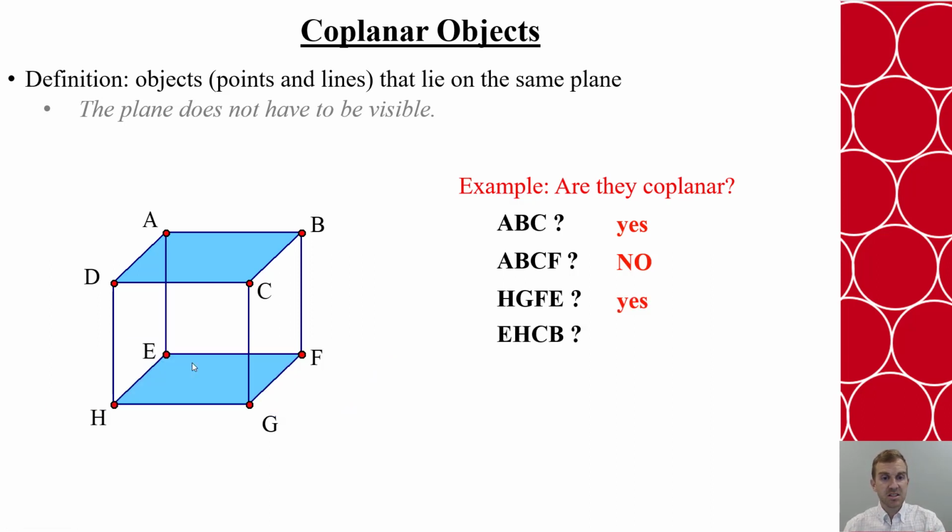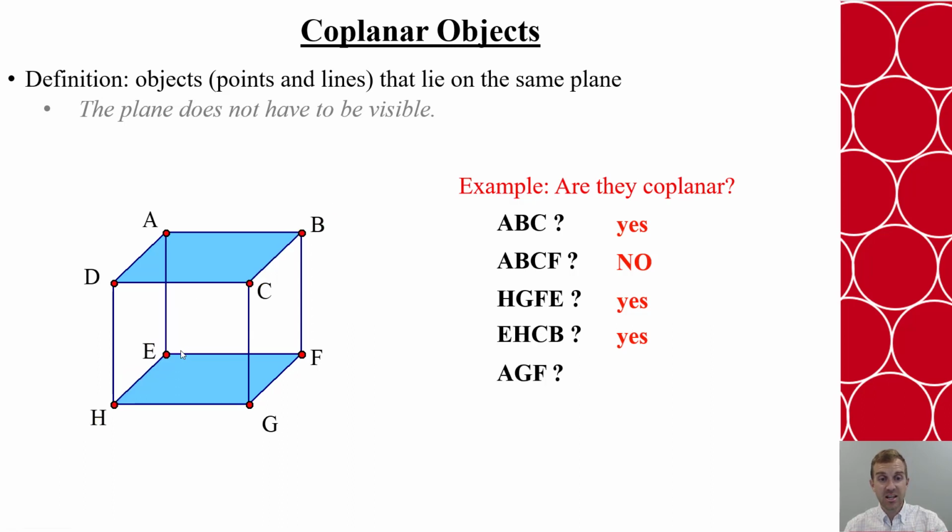What about E, H, C, B? This is a little bit more challenging because there's no plane drawn through these points to see how they represent. However, if I think about it, EH is parallel to CB, so I could draw another plane straight through them, and yes, they will be coplanar.